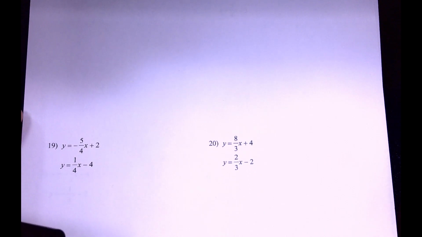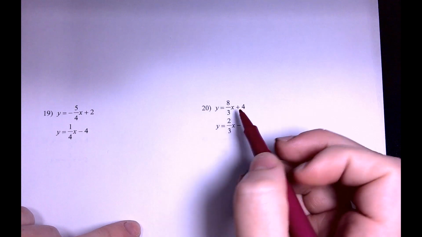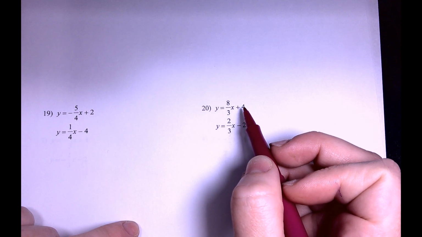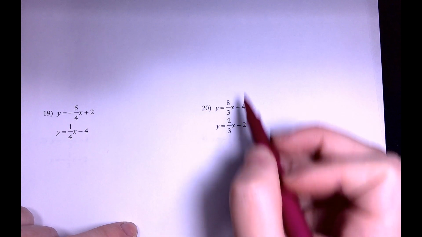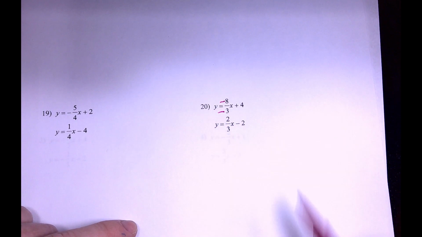Remember also what you can do if your slope is too big to fit on the page. Try reversing it, okay? Like on number 20, I can see that my y-intercept is 4, and I'm going to have to go up 8. That's not going to fit on our graph. Maybe instead try -8 over -3, down and to the left.